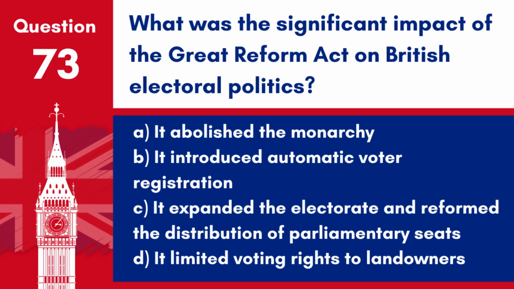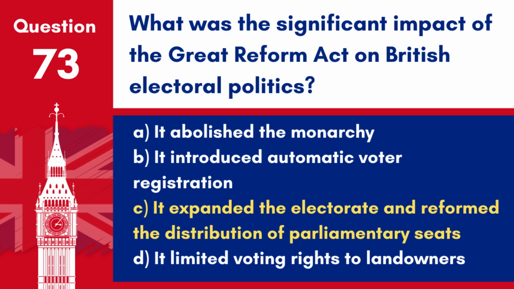Question 73. What was the significant impact of the Great Reform Act on British electoral politics? A. It abolished the monarchy. B. It introduced automatic voter registration. C. It expanded the electorate and reformed the distribution of parliamentary seats. D. It limited voting rights to landowners.